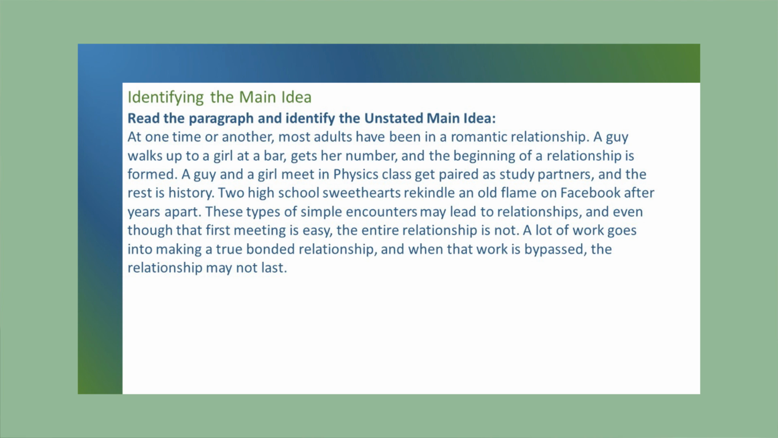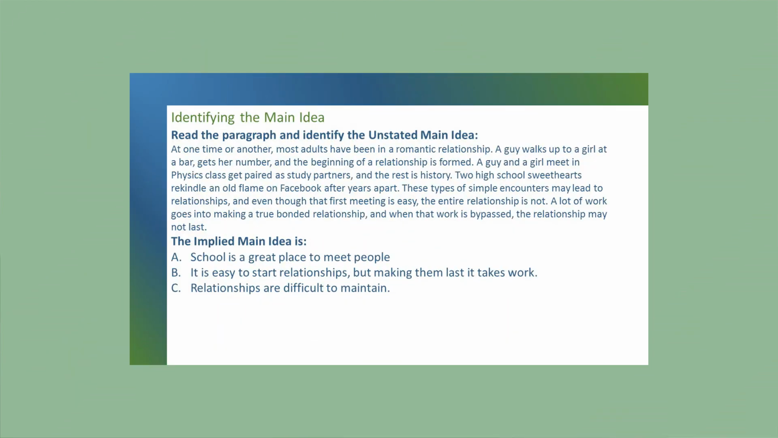These types of simple encounters may lead to relationships. And even though that first meeting is easy, the entire relationship is not. A lot of hard work goes into making a true bonded relationship. And when that work is bypassed, the relationship may not last. Take a look at the 3 possible answers below. The implied main idea is, what do you think? A, school is a great place to meet people. B, it is easy to start relationships, but making them last takes work. Or C, relationships are difficult to maintain.